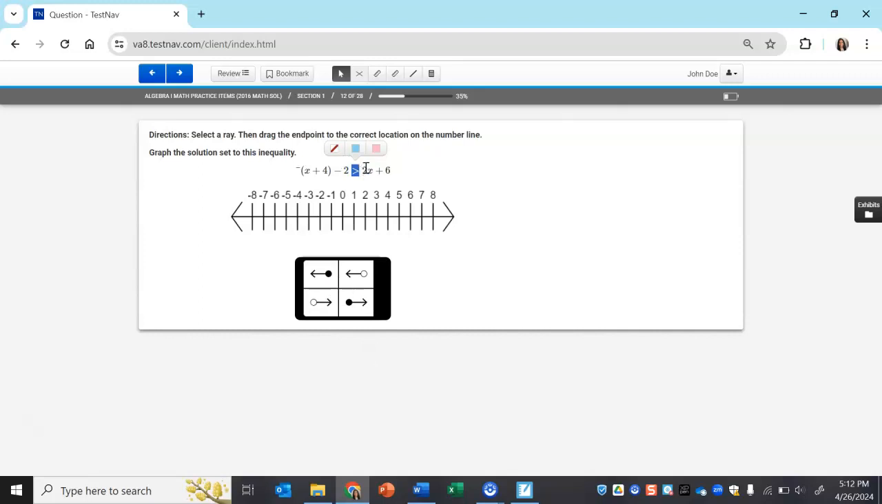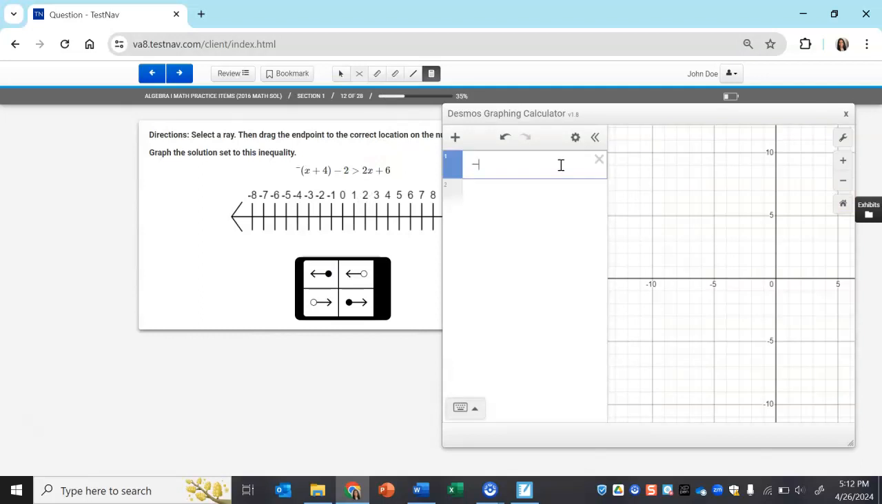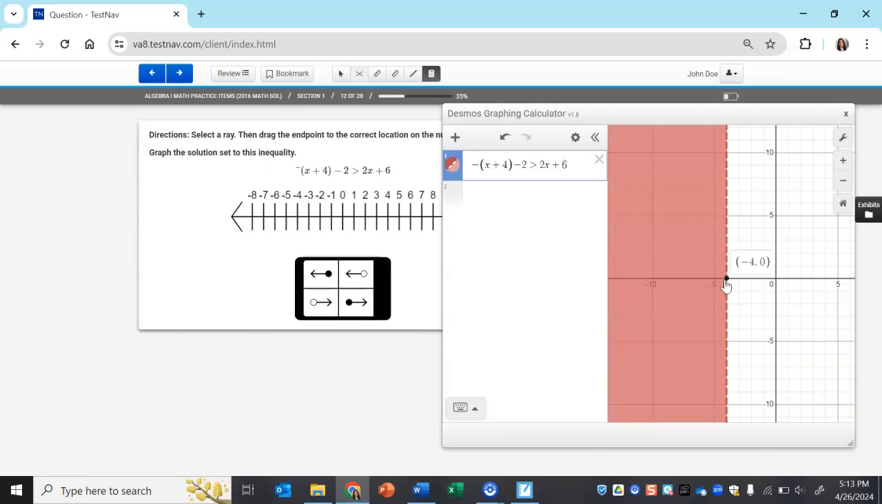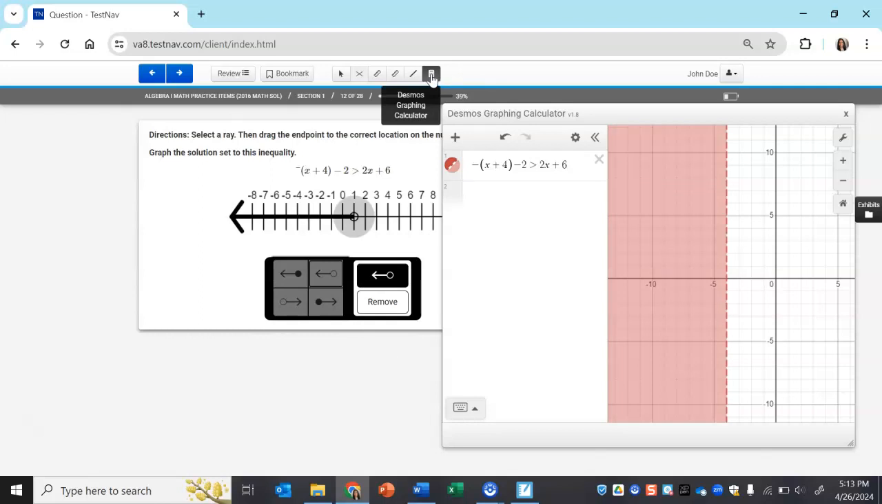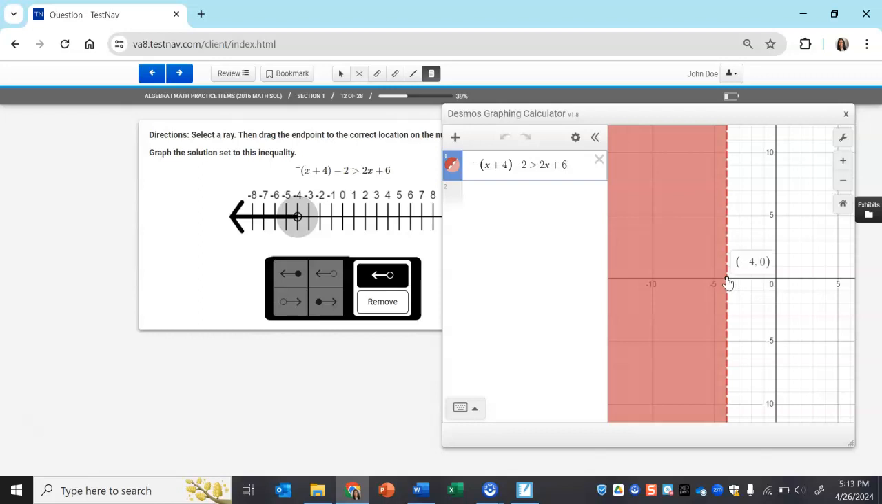Okay, anyway, what I'm going to do here is go ahead and graph this in Desmos exactly the way it is. So negative x plus 4 minus 2 is greater than 2x plus 6. And it looks like x is less than -4. So not equal to. So I'm going to press this and drag it out to -4 over here. Okay, and that's my answer. Now let me just make sure. So it's at -4, it's less than, yeah, there you go.